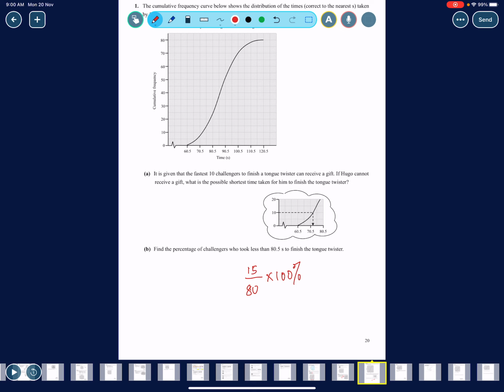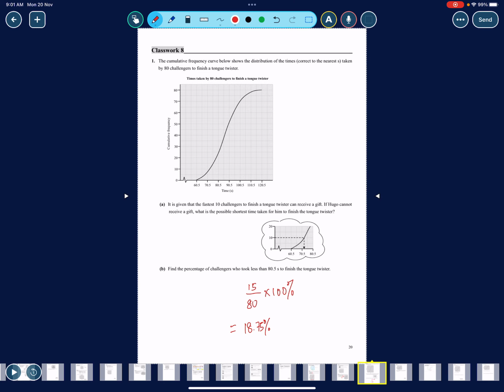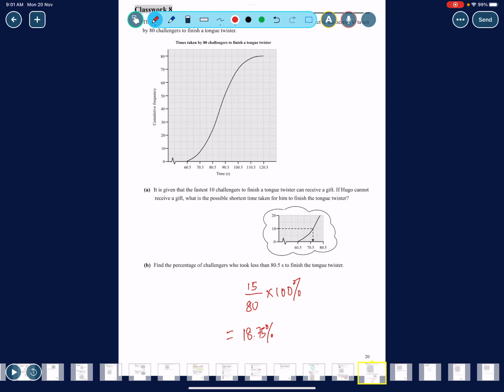So you do 15 divided by 80 times 100%. You don't put percentage in your answer. You want your answer to have a percentage, so you don't calculate it that way. You do 15 divided by 80 times 100. It's 18.75%. Okay? If you put percentage, you will get a decimal, and it doesn't look nice if it's decimal.